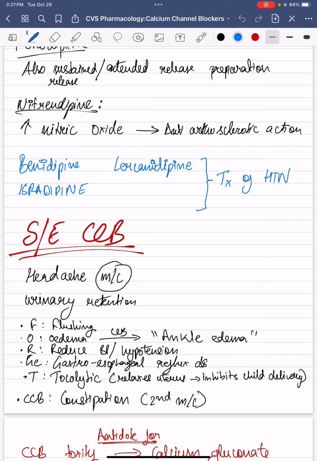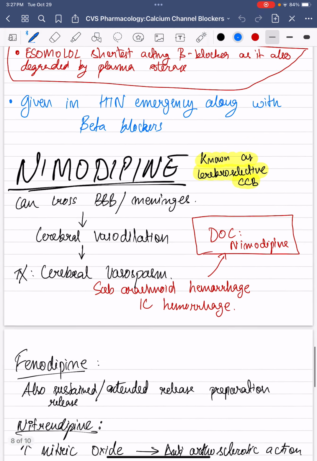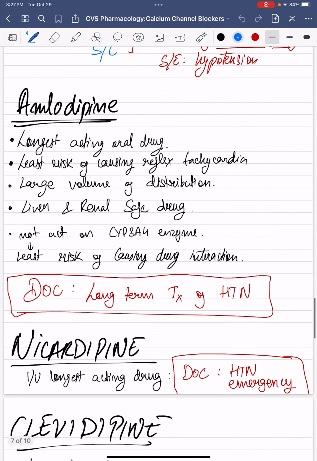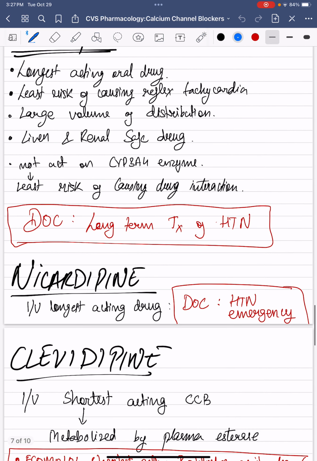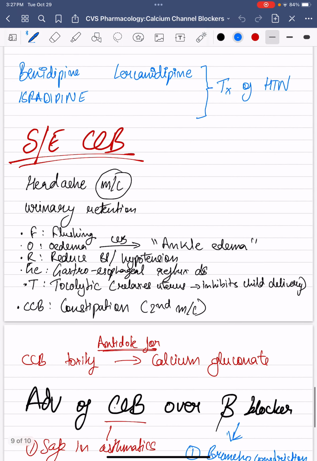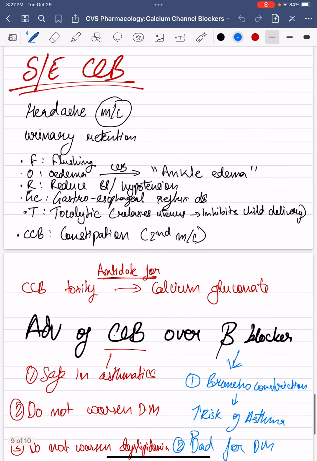Amlodipine is a renal and liver safe drug, and it has the least drug interaction because it does not act on the CYP3A4 enzyme. Amlodipine is also the longest acting oral drug, and it has the least risk of causing reflex tachycardia, and that is why amlodipine is a drug of choice for long term management of hypertension. So let's see what the side effects of calcium channel blockers are.